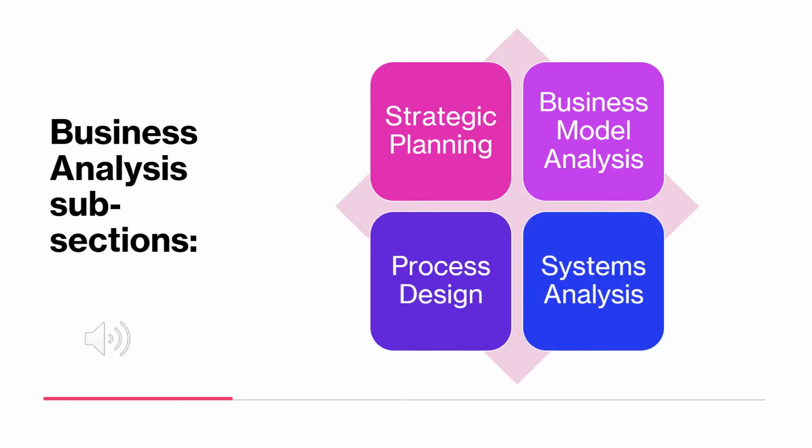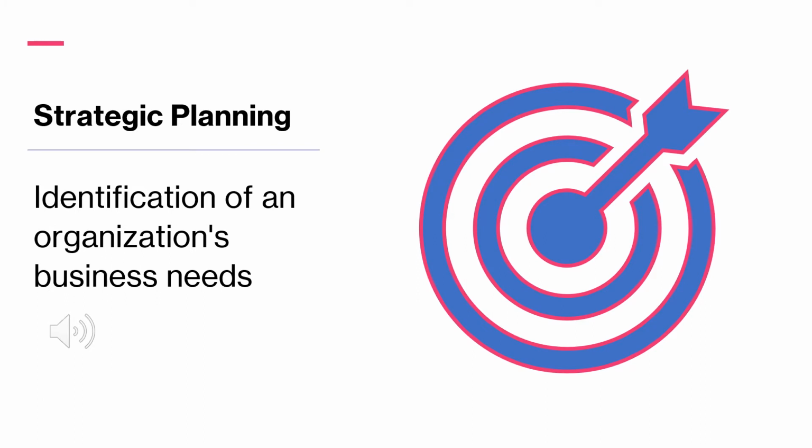Generally speaking, there are four main categories of business analysis, and those are strategic planning, business model analysis, process design, and systems analysis. A lot of people, when they think about business analysis, think about technical, computer, and IT analysis, which is a big part of it, but it's certainly not the only part. And it's not the part that we're going to focus on in this class. So let's take a closer look at these four categories.